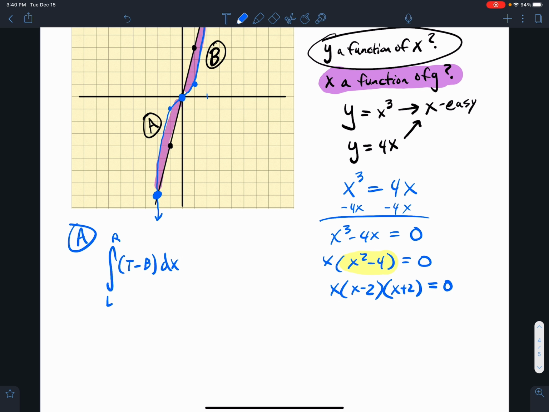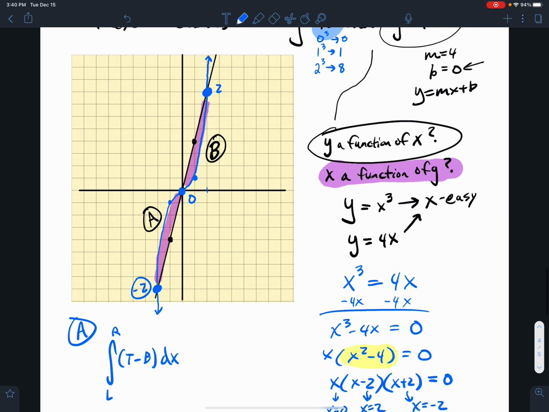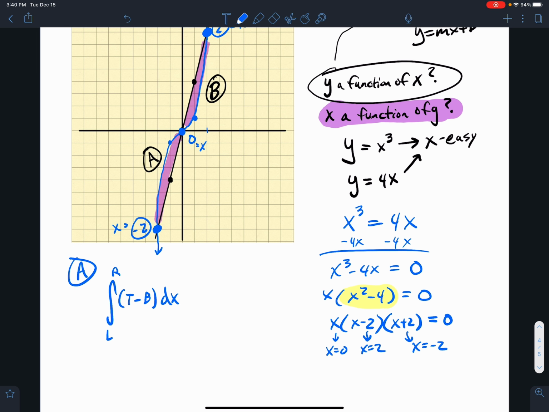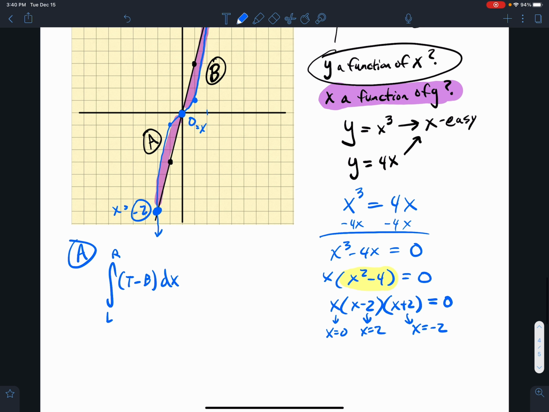So that means I have an intersection at x equal to 0, x equal to 2, and x equal to negative 2. So this is my negative 2 x value, this is my 0 x value, and this is my 2 x value. Those are where the graphs cross each other. The only three places that those graphs are equal to each other, believe it or not. So the first integral is going to go from negative 2 to 0, and it's the top. What is the top? That's the bendy, curvy one, which is what? That's x cubed.